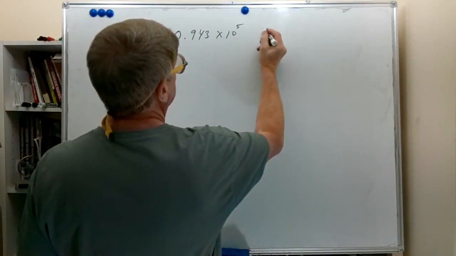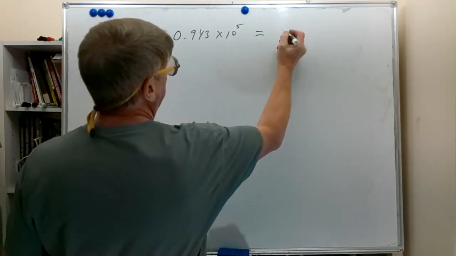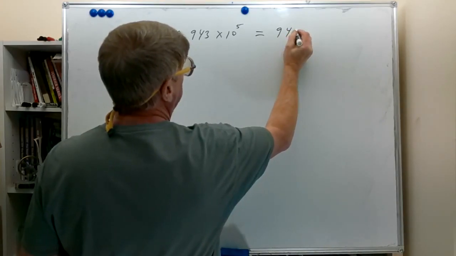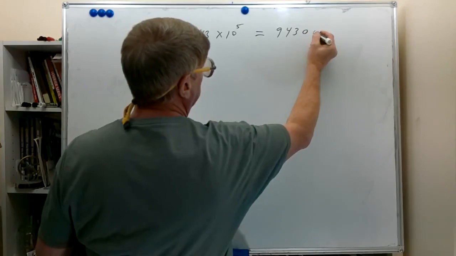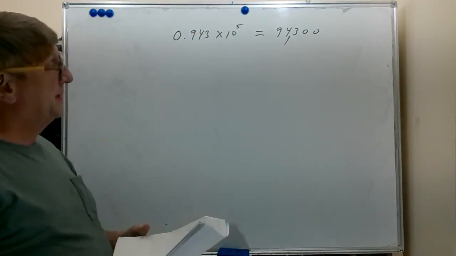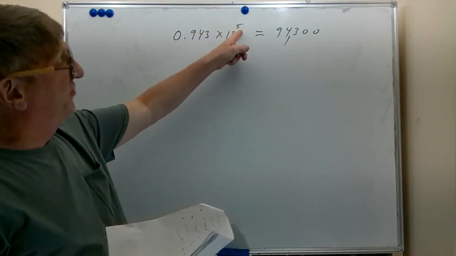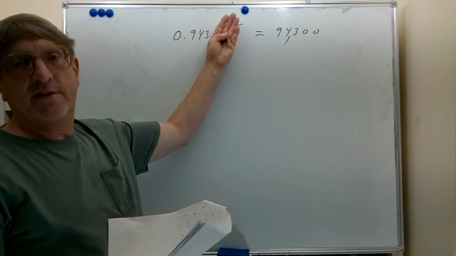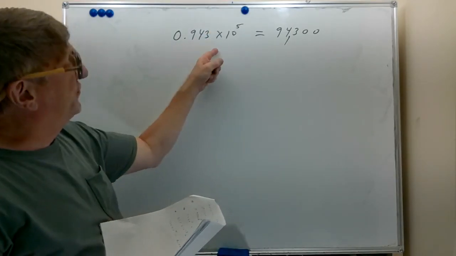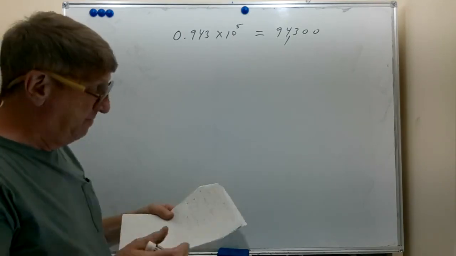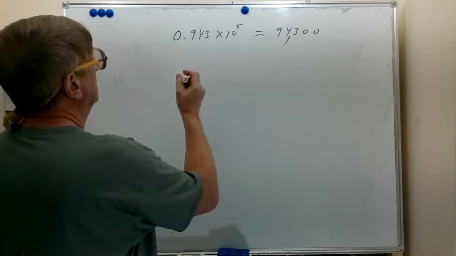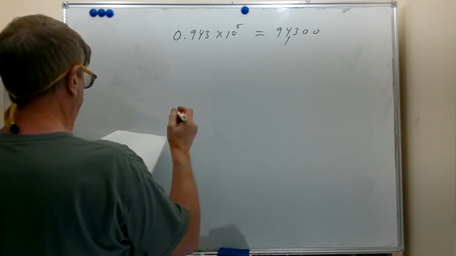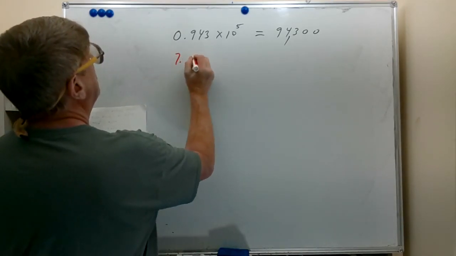So we just write 943. We've moved it 2 places to the right, but we need 2 more less one. 94,300. We made this 0, which means we got rid of it because it's times 1, and then we moved this 5 places to keep the value the same. We're going to do a few more examples of this.